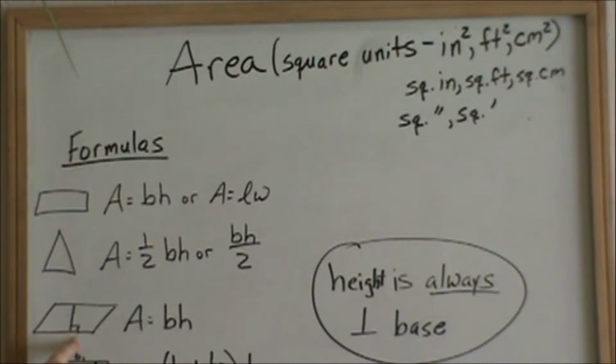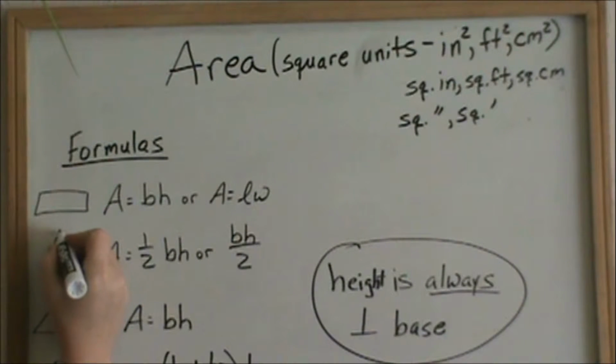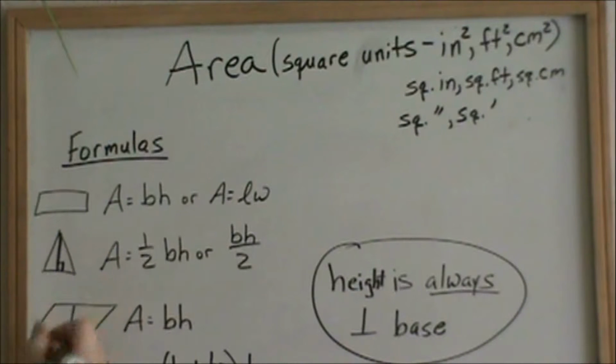For a parallelogram, the formula is the same as a rectangle, base times height. The key here is that the height is perpendicular to the base. You do not use one of these slant sides. The height is always perpendicular to the base. Height is always perpendicular to the base for all of these. For the triangle, you need to use a height that is also perpendicular to the base. I should have this drawn in here. The height is perpendicular to the base.